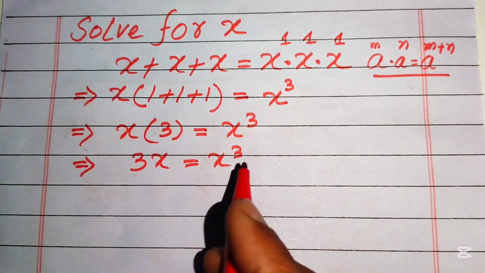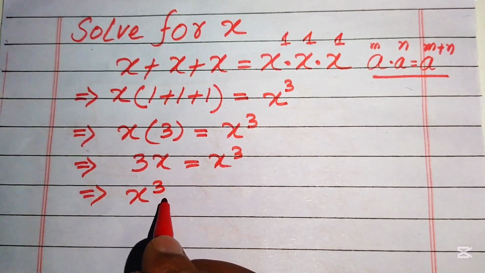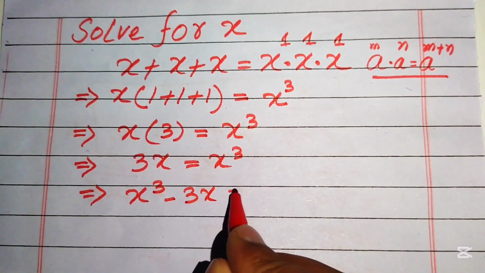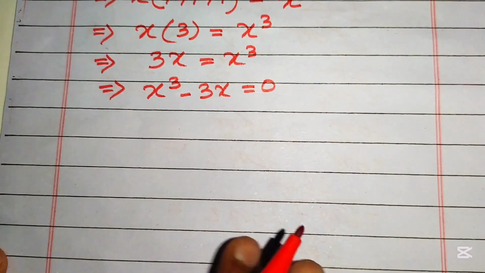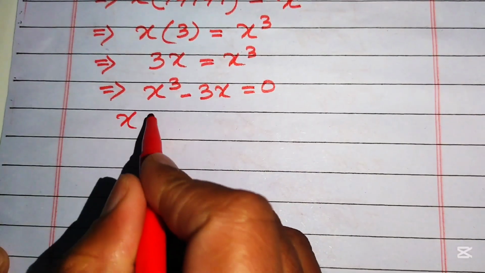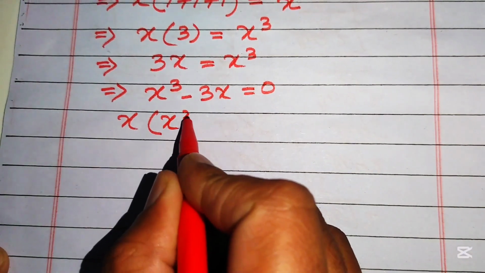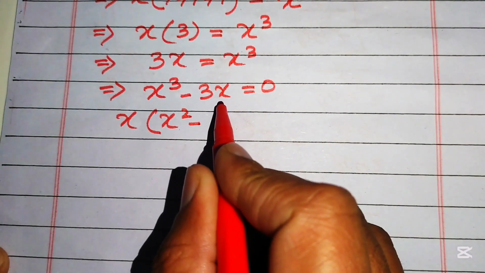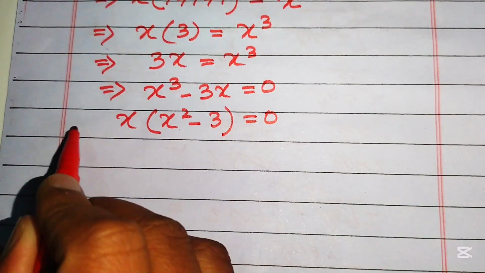So now we move this 3x to the right hand side, so it will be written as x cubed minus 3x equals 0. Okay, so now here you see that x is the common term, so we take common x from these two terms and it will be written as x times x squared minus, the remaining term becomes 3, and this is equal to 0.